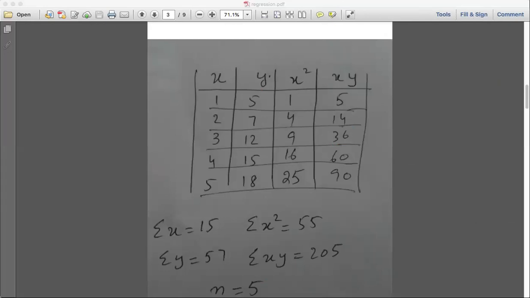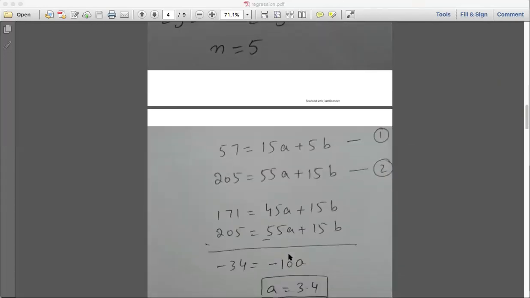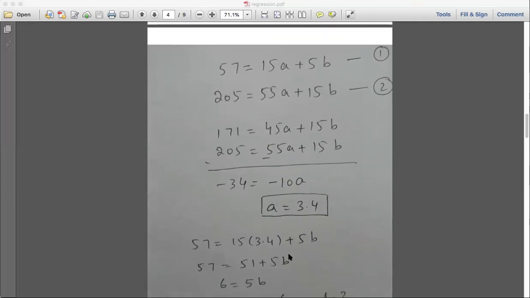Okay, when we put these values in these two equations, you can see these two equations will become 57 is equal to 12a plus 5b. This we can say is the first equation. And when we put the other values, summation xy, summation x square, summation y and so on, the second equation is this one. I mean we will solve both equations. We need to solve these two equations. So you can see I have solved these equations here and the value of a comes to 3.4.